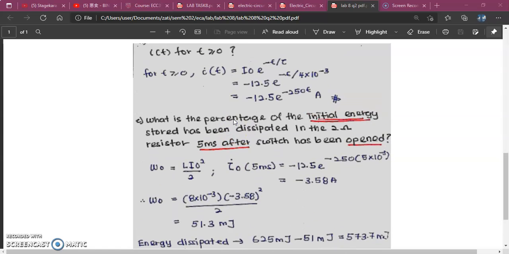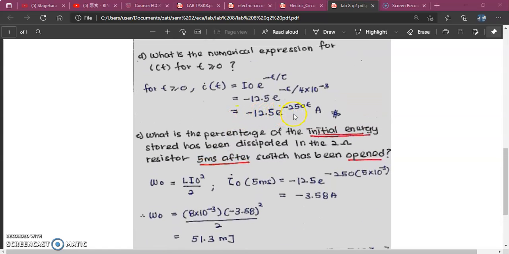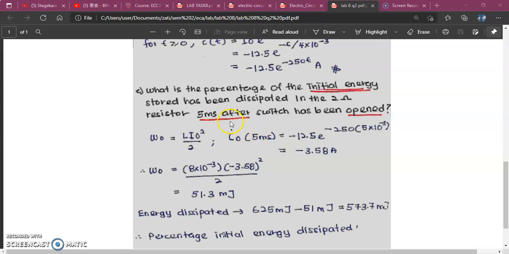By using the numerical expression that we got from D, substitute the value of t given in this question into the expression. It becomes negative 12.5 e to the power of negative 250 times 5 milliseconds. And the answer for the current is negative 3.89 amperes. So substitute the value that we got from here into this formula, and the answer for the energy stored in the inductor is 51.3 millijoules.